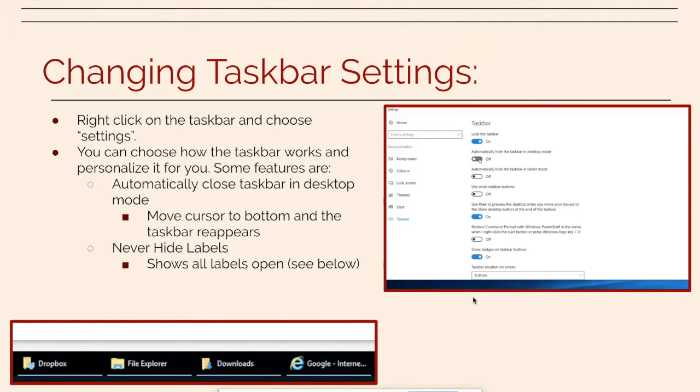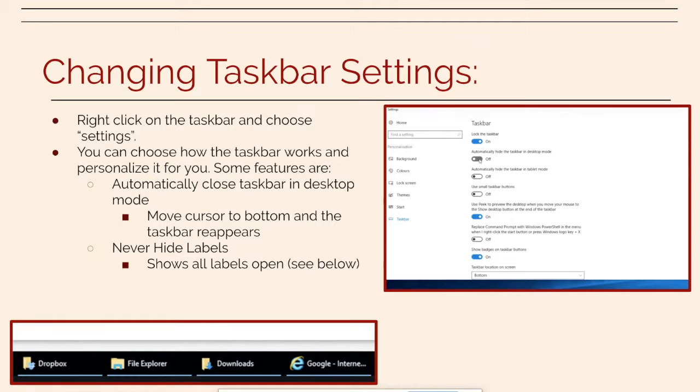You can also do a few changes in the taskbar settings. There are two features here. You'll right-click on the taskbar and choose Settings. Two ways that you can personalize the taskbar are automatically hiding the taskbar in desktop mode.